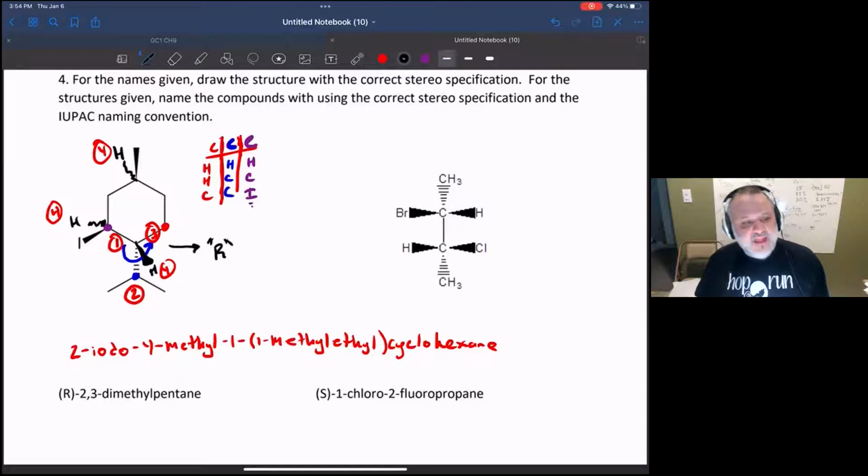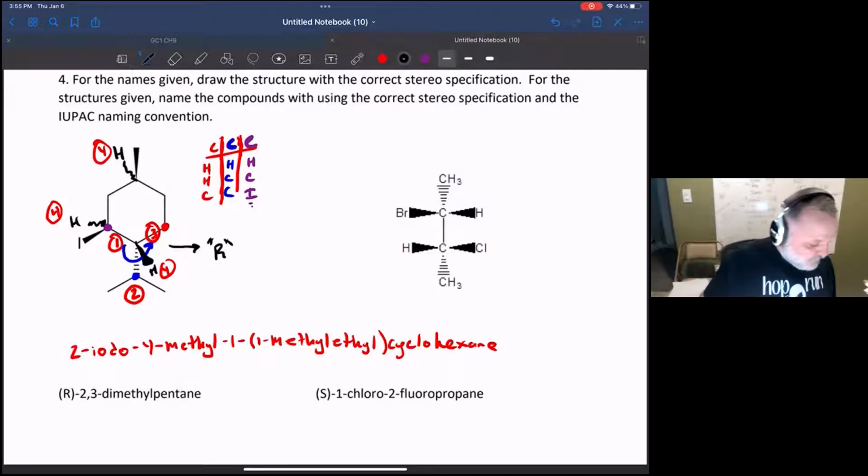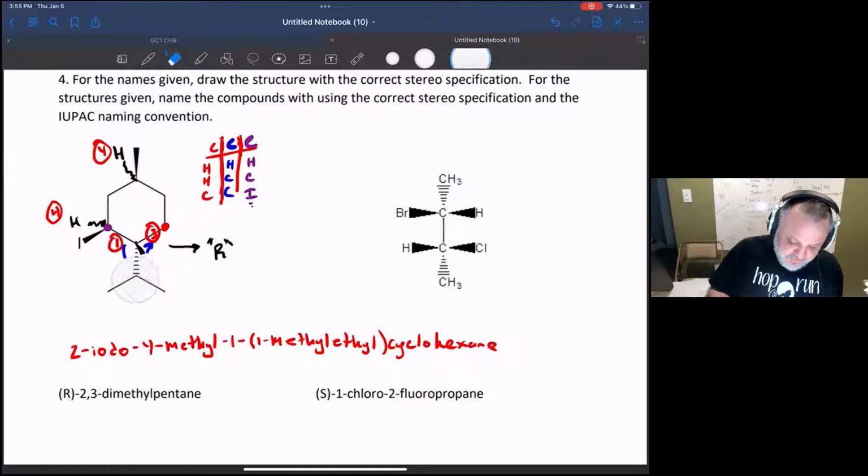So I'm getting the opposite answer than I should. The actual configuration of that stereocenter is R. Okay, let's take a look. Let's keep going. I'm going to erase some things in order to make some room.